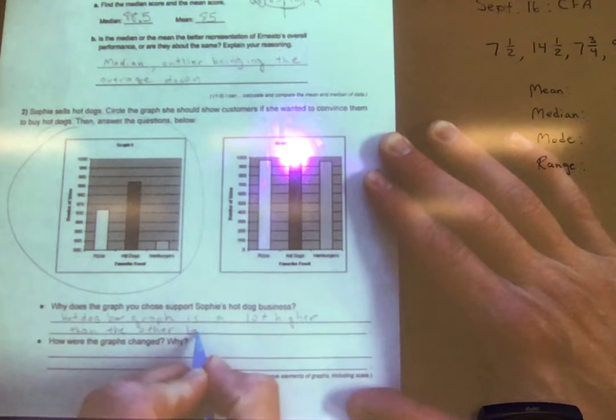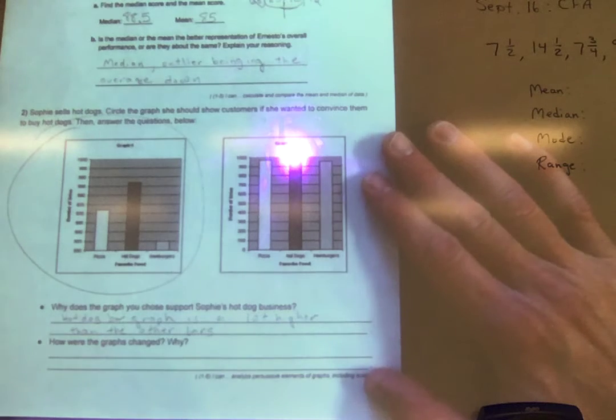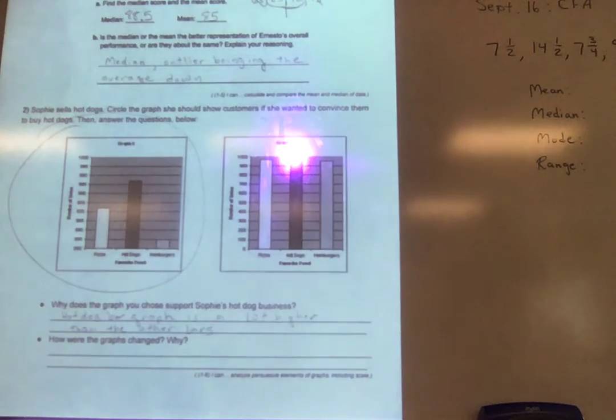Again, make sure you're writing these things in, and double checking our thinking here and making sure we understand these things. It just looks a lot higher. Okay? So why in this case do you think these graphs were changed? How were they changed and why?